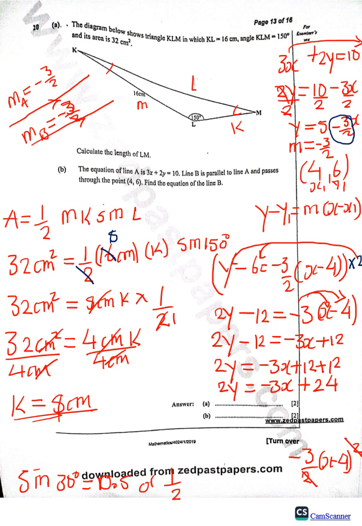Or if we want, we can remove the 2. We can divide by 2 here, also by 2 here, also by 2 here. So that we can also write it as y is equal to negative 3 over 2x plus 2 into 24 is 12. So we can simplify it like this.